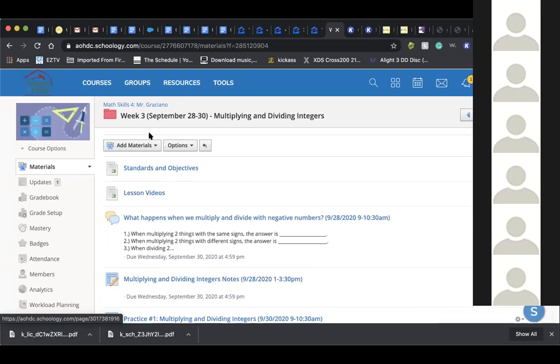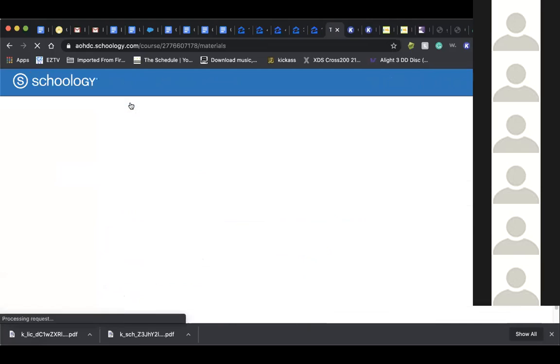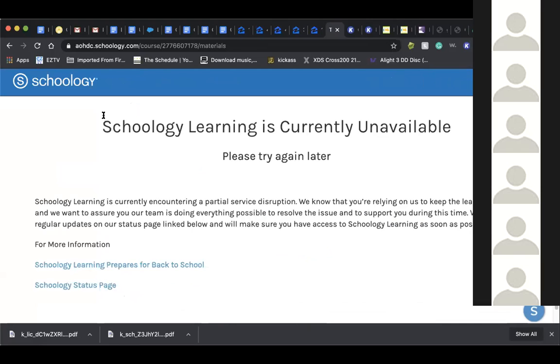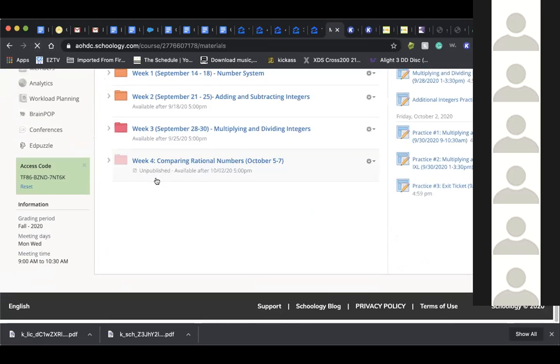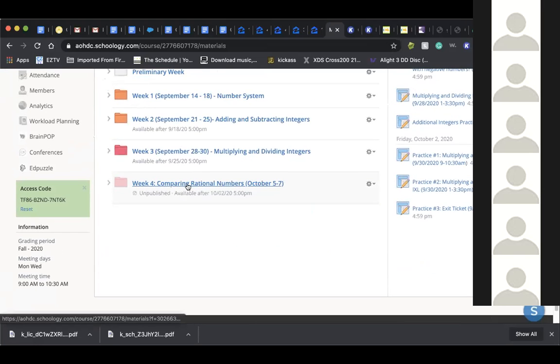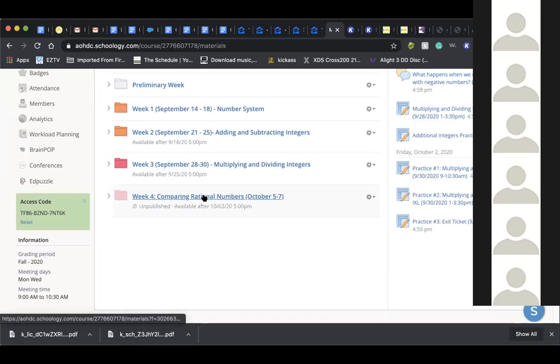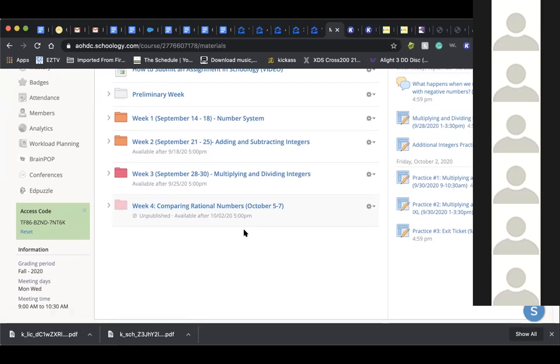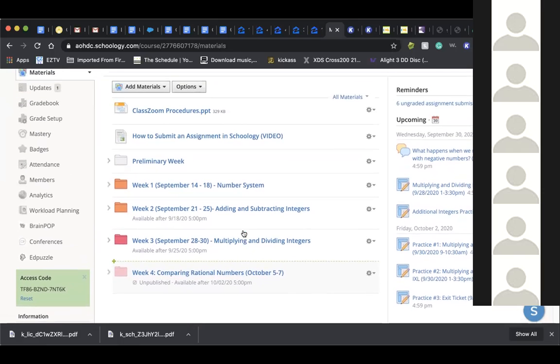But next week, let me go back to my home page. Oh, Schoology. Great. We're gonna fight. Okay, there it goes. So we're gonna be working on comparing rational numbers next week, October 5th to 7th. That folder is not gonna be visible on your Schoology until Friday. But if you wanna get a jump start, you can look in on Friday and see what that looks like.